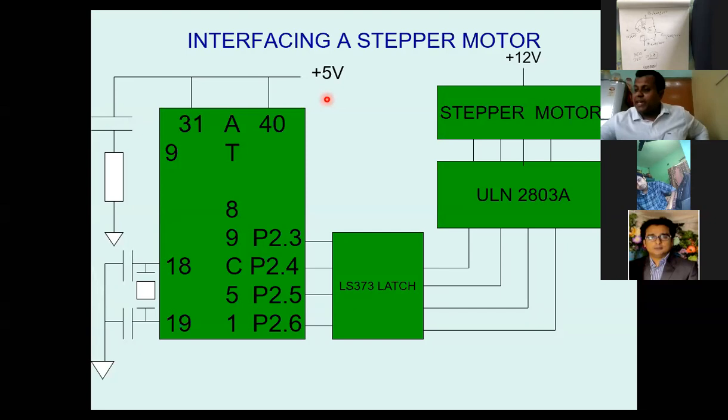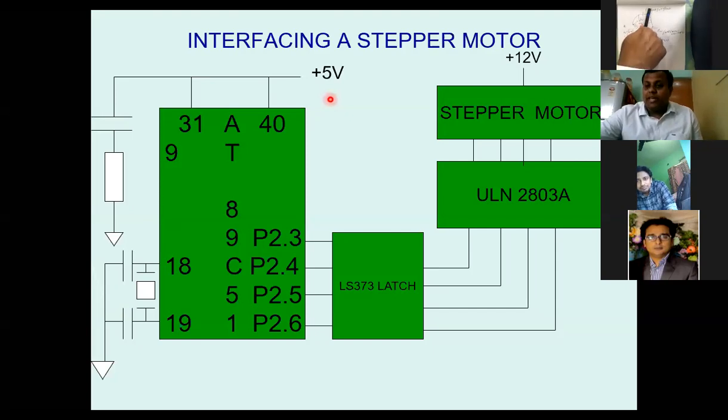Next, again A will be ground, B will be ground, and C will be given plus 5 volt. Sorry, before that it is ground. Over here we give ground, and over here we give ground. Means now C will be energized. So first A will be energized, then B, then C, then D, then A, B, C, D in this pattern. So your stepper motor will rotate clockwise.